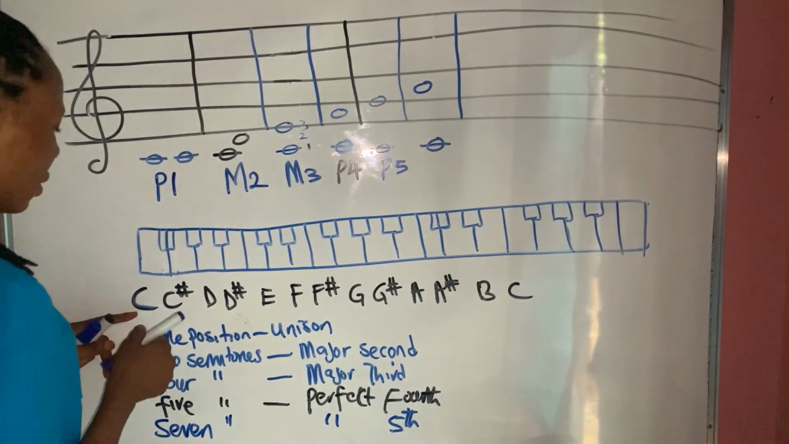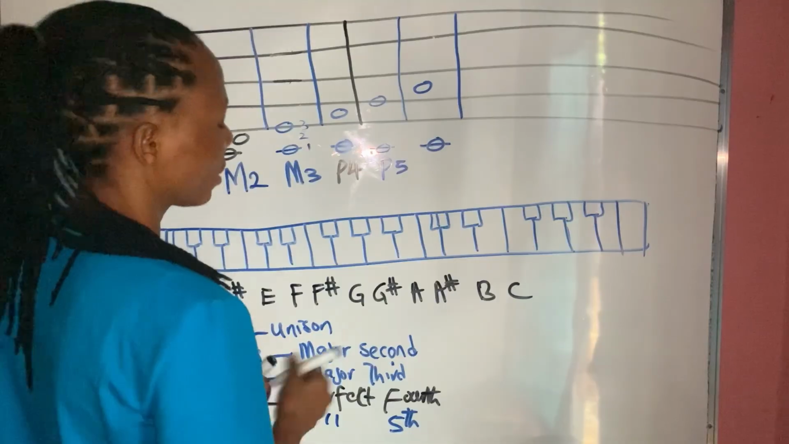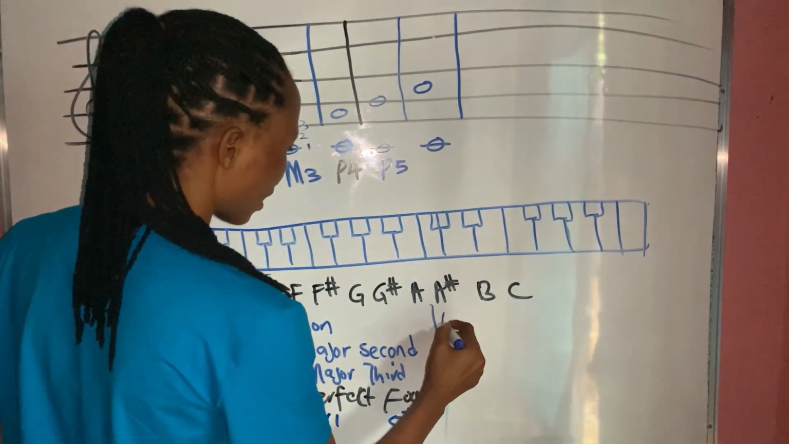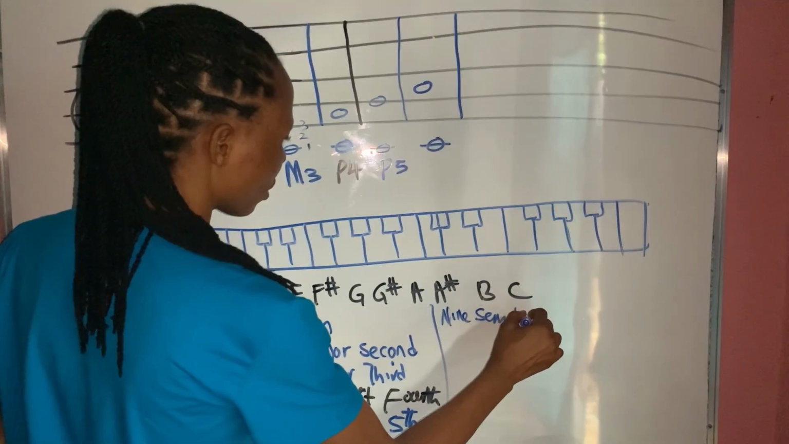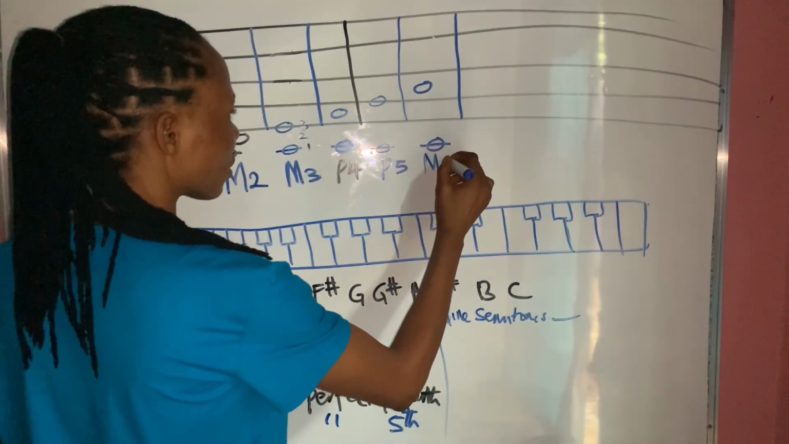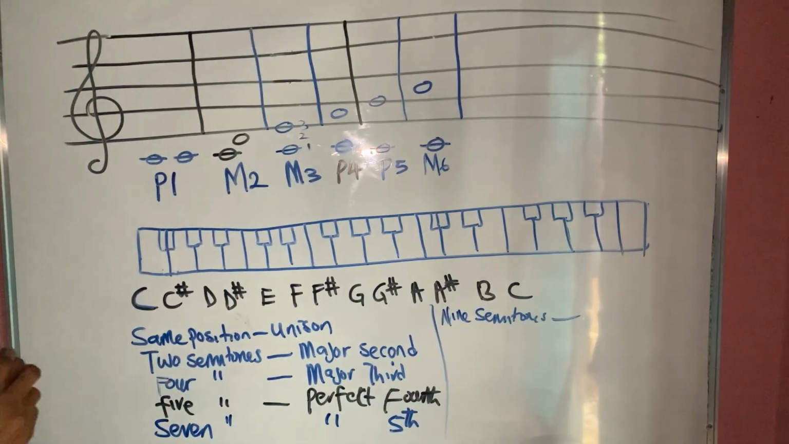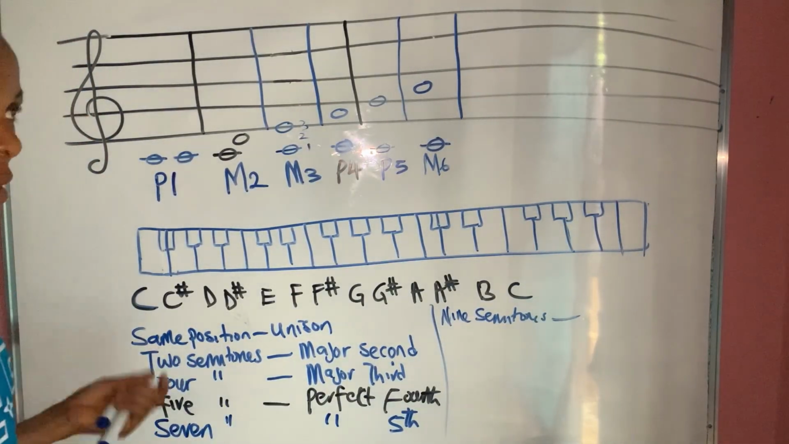C to A, C. 1, 2, 3, 4, 5, 6, 7, 8, 9. So we have 9 semitones. So 9 semitones will give you a major 6. Please see how I'm writing my major. Capital M, you put small number.